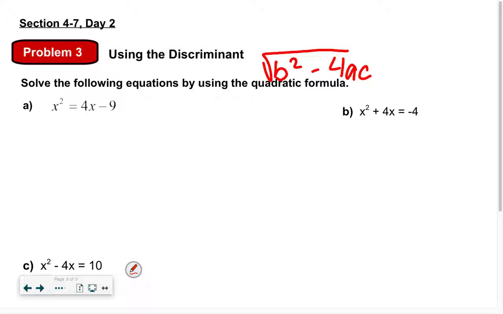Kind of give a little preview. We're going to solve some of these just like we did yesterday, okay? Yesterday when I was solving, what did I need my equations to look like? Equal to 0. So I'm going to move everything. I like my x squared positive, so I'm going to move everything to the left. X squared minus 4x plus 9 equals 0.